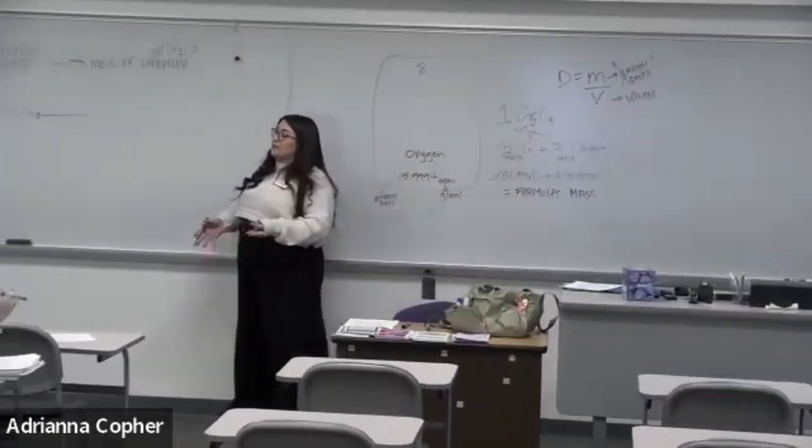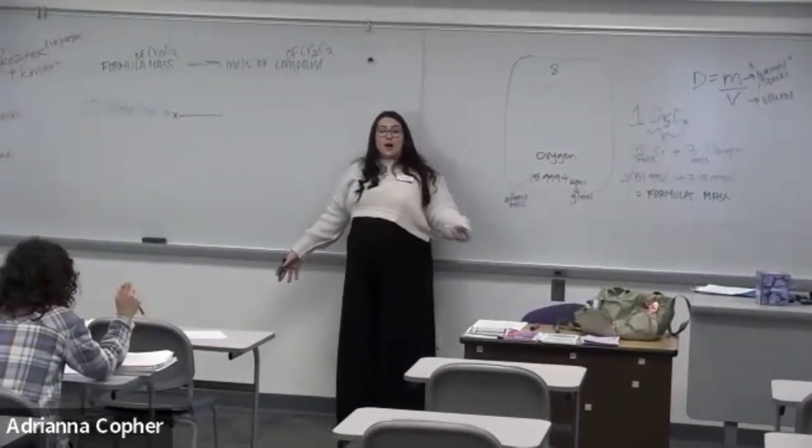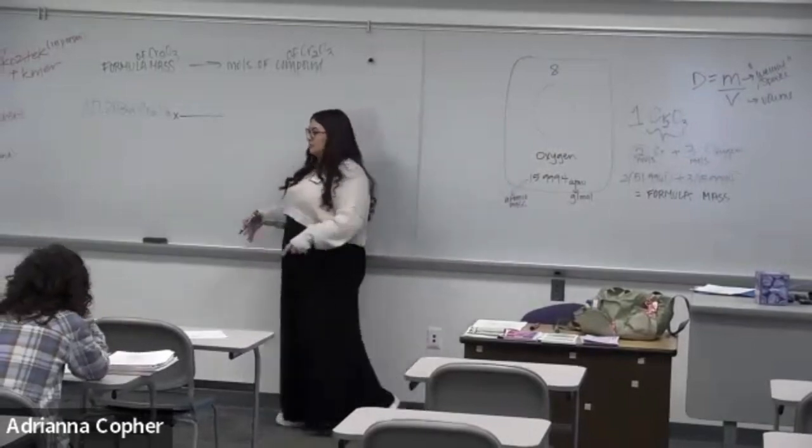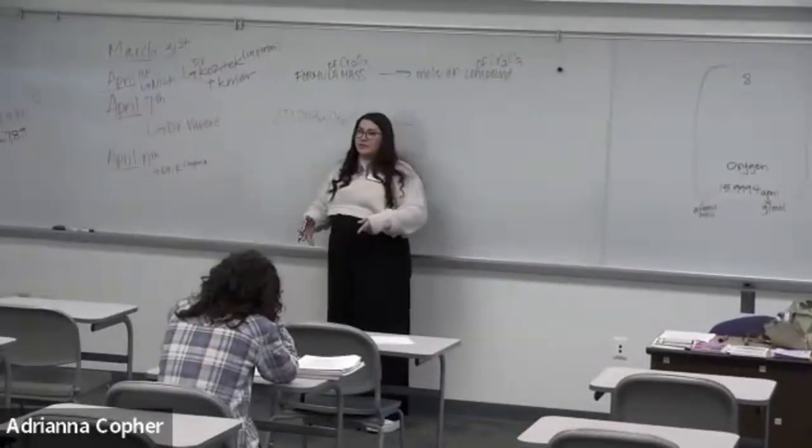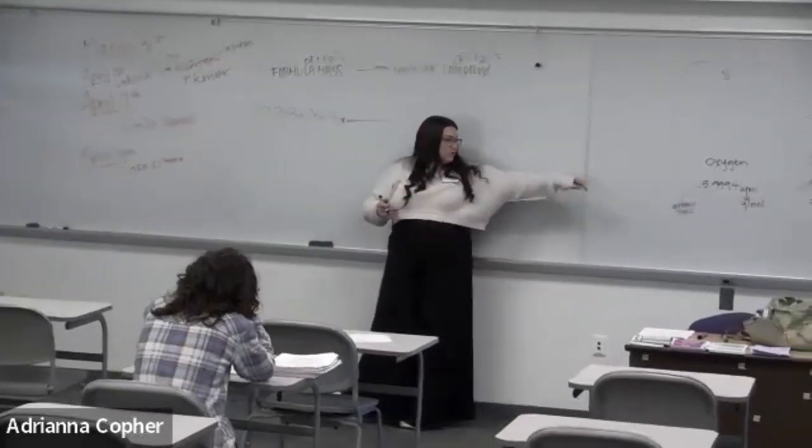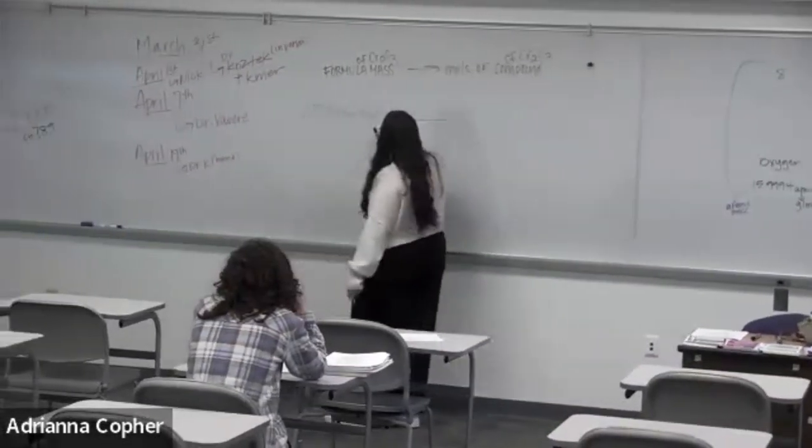If you do not have a compound, and I mean you don't have a molecule either, like O2, if you just have oxygen in its elemental form, not in its molecular form, you just have oxygen by itself, then we just use the atomic mass. We just use that number down there. Okay? So we have this.